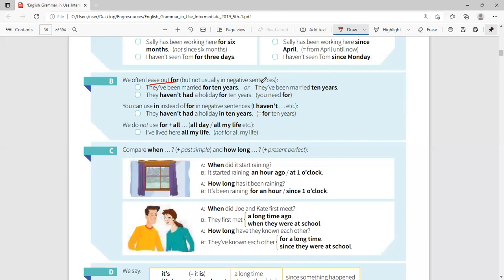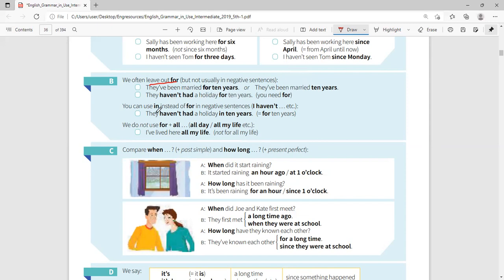In positive sentences, you can leave it out or you can have it. There's no problem. I have been in Kenya for 5 years. I have been in Kenya 5 years. They're the same. They have been married for 10 years or they have been married 10 years. They haven't had a holiday for 10 years.